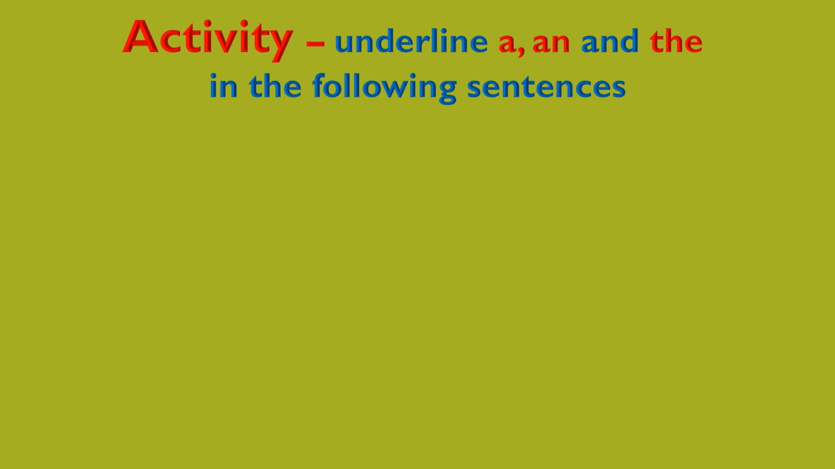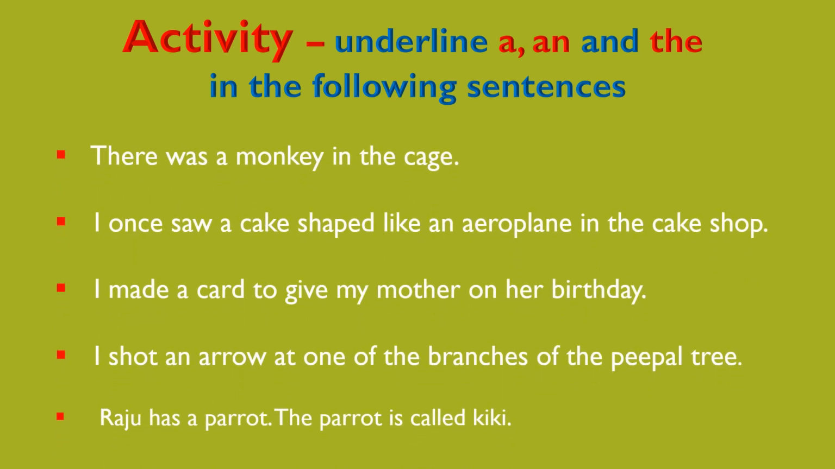Article the is used when we talk about the same noun the second time, that is about a particular thing. Let's see the sentences. Here are some sentences. First, we'll read the sentence, then we'll underline the articles a, an and the. The first one is given: There was a monkey in the cage.